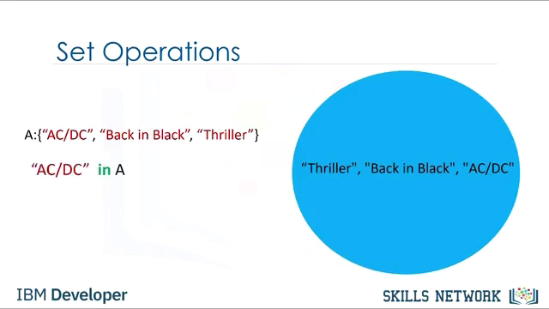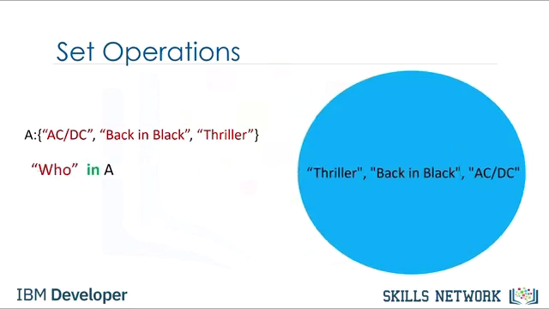We can verify if an element is in the set using the in command as follows. The command checks if the item, in this case AC/DC, is in the set. If the item is in the set, it returns true. If we look for an item that is not in the set, in this case for the item Who, as the item is not in the set, we will get a false. These are types of mathematical set operations.